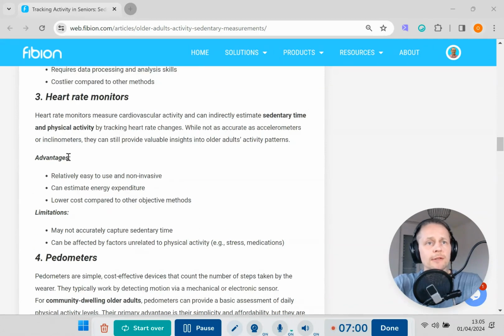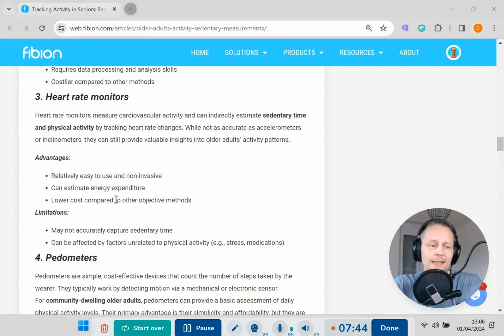And then from device-based methods, you can use heart rate monitors, and they are measuring cardiovascular activity and can indirectly estimate sedentary time and physical activity by tracking heart rate changes. And while those are not as accurate as accelerometers, they can still provide valuable insight into older adults' activity patterns. And of course, with the heart rate, they are more accurate than accelerometers in the higher intensities. And the advantage is that it is measuring the relative intensity. So it's related to the person's response.